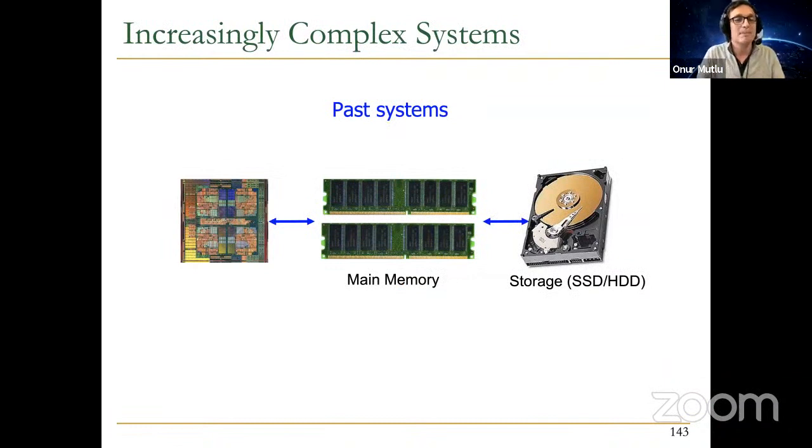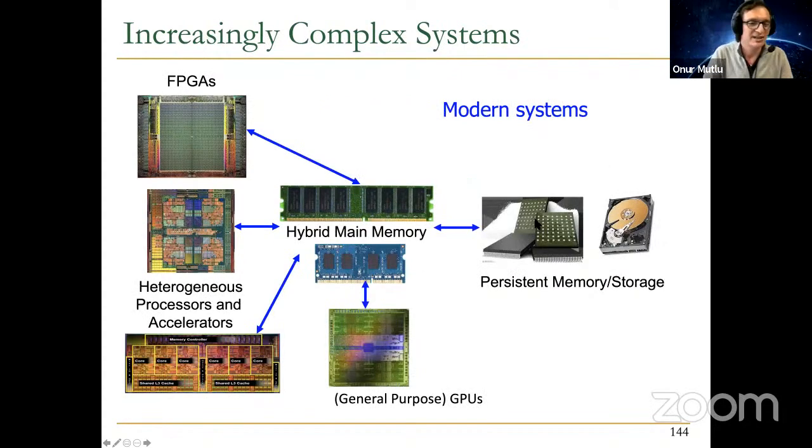Okay, and increasingly complex systems we have today. Past systems look kind of like this: a general purpose system, but you have processors, main memory, storage. Modern systems are increasingly heterogeneous. You have heterogeneous cores inside a processor. You have dynamic and static heterogeneity. You can dynamically change the frequency and voltage. You can dynamically enable and disable cores. You can have GPUs over here. You can have multiple different types of GPUs also.